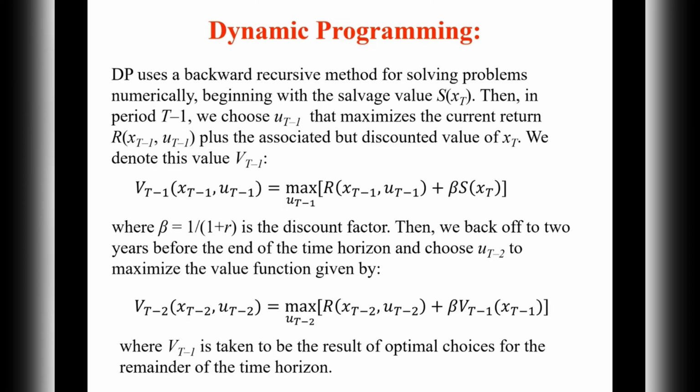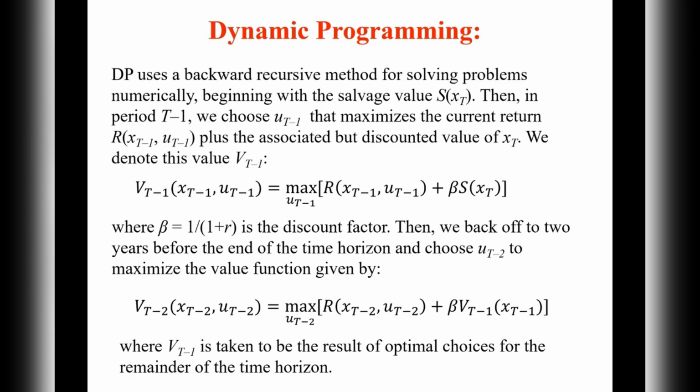Well, dynamic programming uses a backward recursive method for solving problems numerically, beginning with the salvage value, which is given by S as a function of the terminal value of the state variable. Then in period t minus 1, we choose the decision variable at time t minus 1 that maximizes the current return, given by R as a function of the state and control variables at that time, plus the associated but discounted value of xt. In other words, the discounted salvage value of xt. We denote that value vt minus 1.